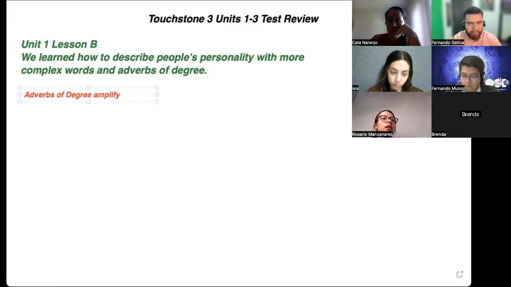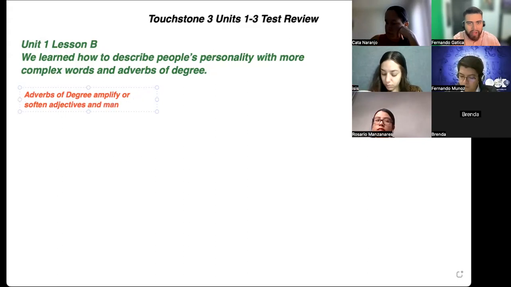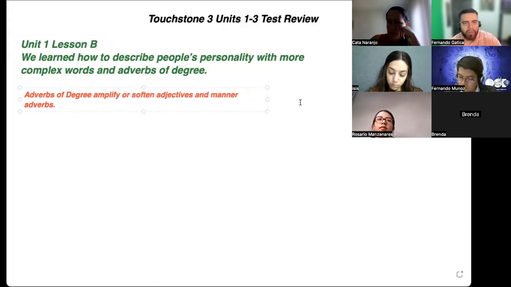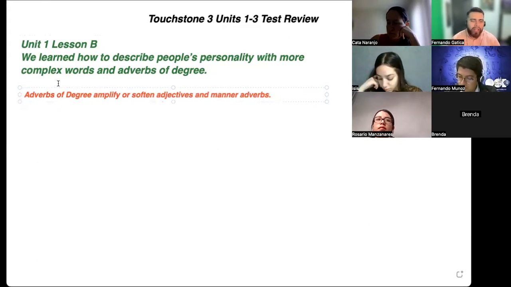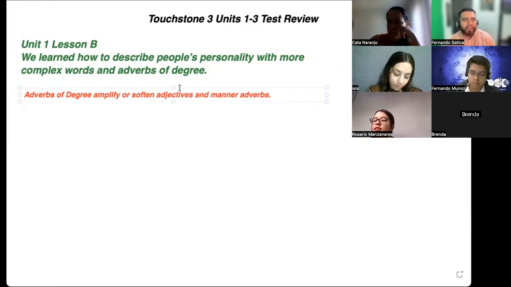amplify or soften adjectives and manner adverbs. Los adverbios de degree amplifican o suavizan adjetivos y adverbios de manera.